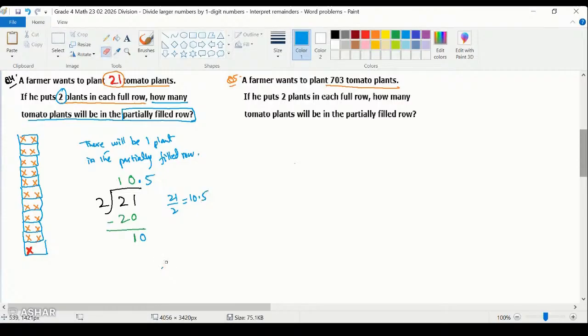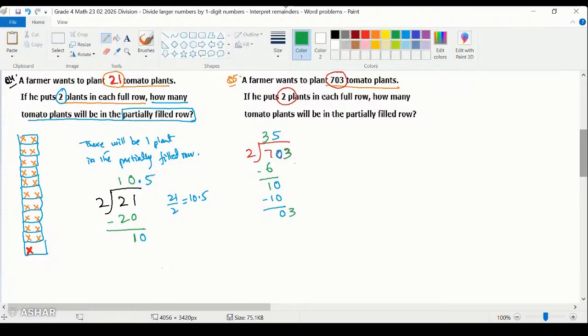Let's see over here. 703 tomato plants to be planted in rows of 2 each. 703 divided by 2. 2 times 3 is 6. Agreed? 1 is left. 0 is brought down. 2 times 5 is 10. And 3 is brought down. Agree?